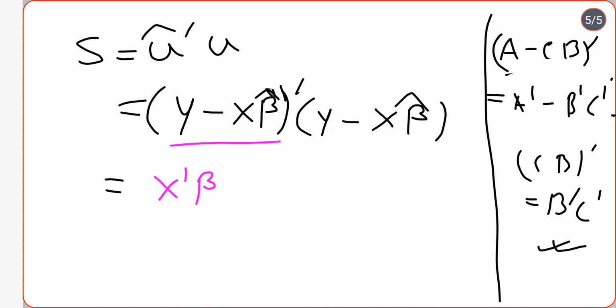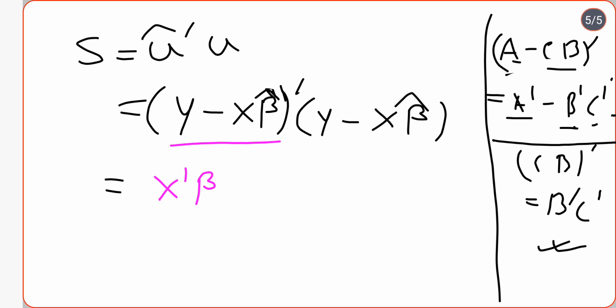So the first term remains the first term, but the later terms are being converted and their positions are being switched. That means c is getting the second position and b is getting the first position, and all of them are getting the primes. Okay, and this is correct. cb prime is becoming b prime c prime if there is only cb prime.